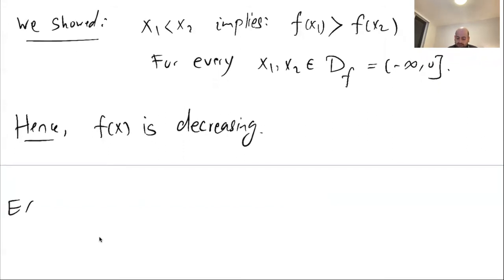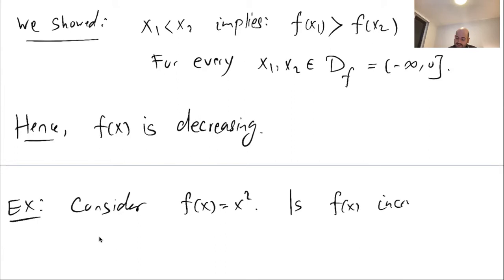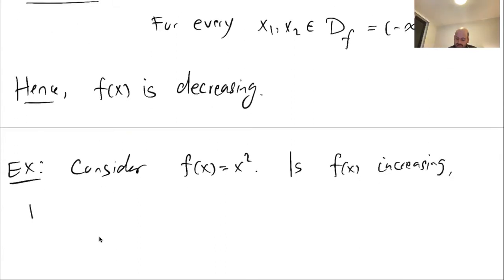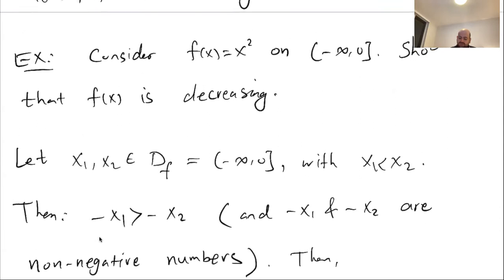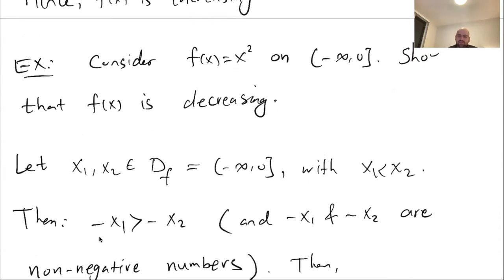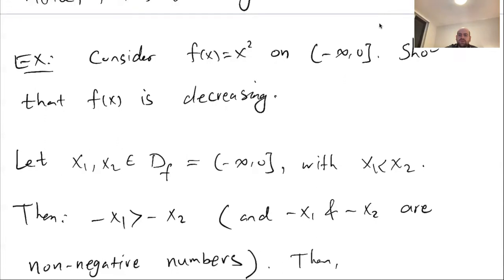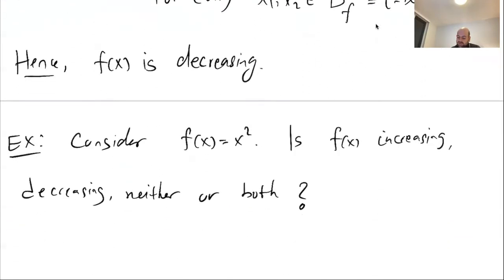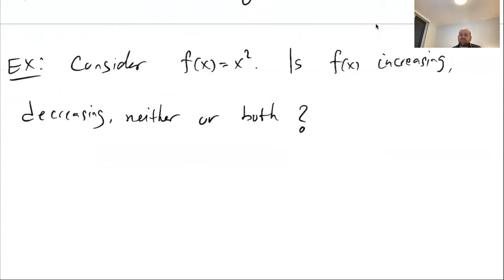Okay, so now the next example, let's consider the same function. Again, consider f of x equals x squared. Is f of x increasing, decreasing, neither, or both? See, the function is still the same as before, but the domain in the previous question was mentioned as minus infinity to 0. But in this question, the domain is not mentioned. It just says that f of x is equal to x squared. No mentioning of the domain.